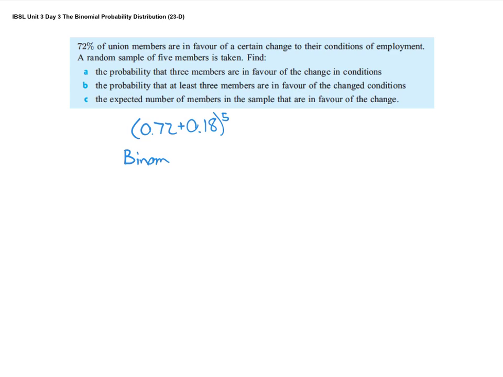No. If we're gonna do it by hand, it would be 5 choose 3 times 0.72 to the third and 0.18 to the second, okay?